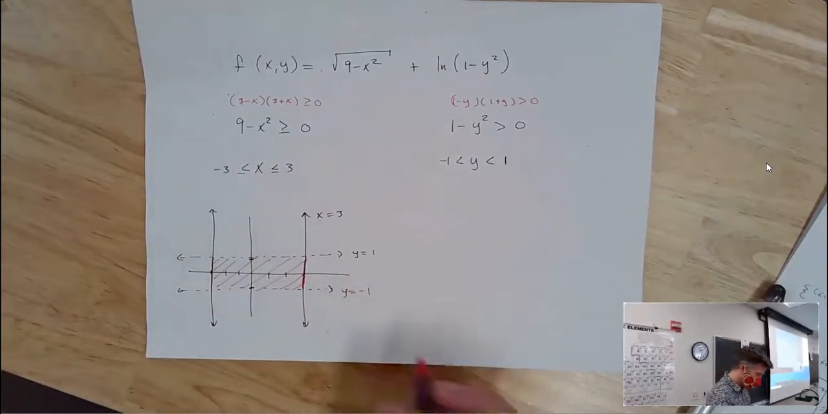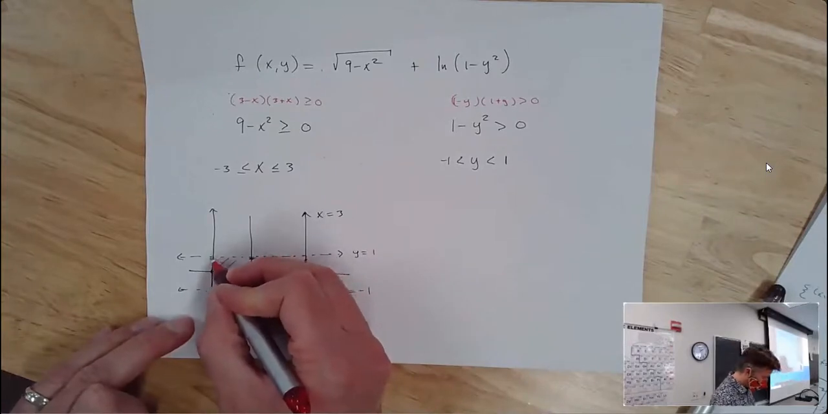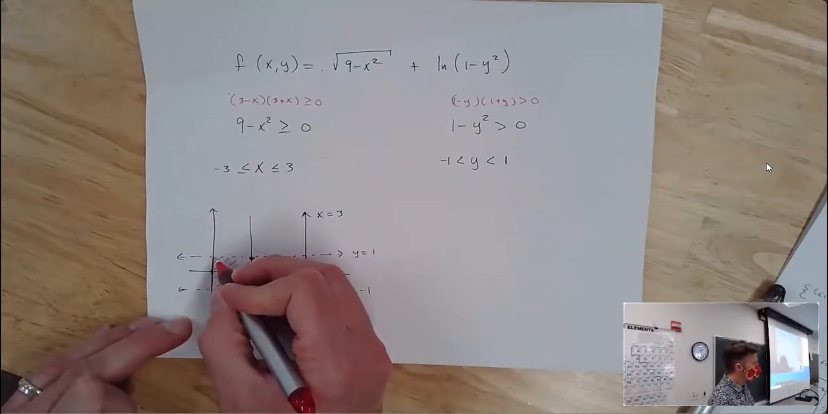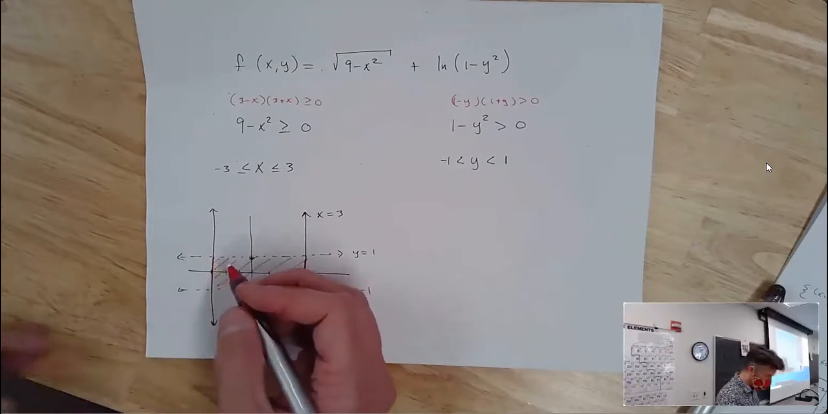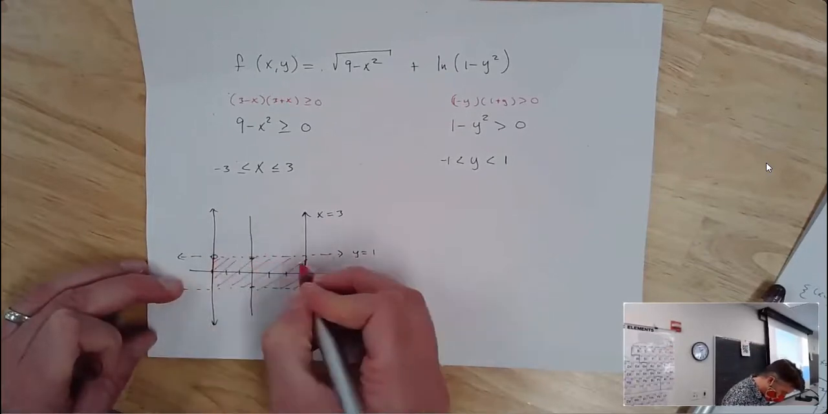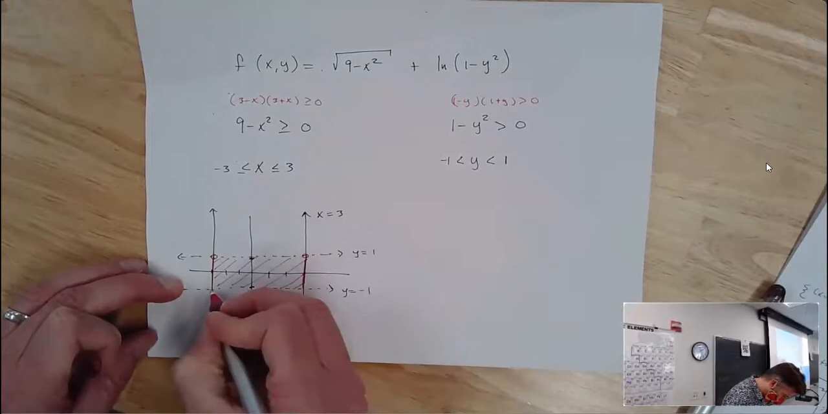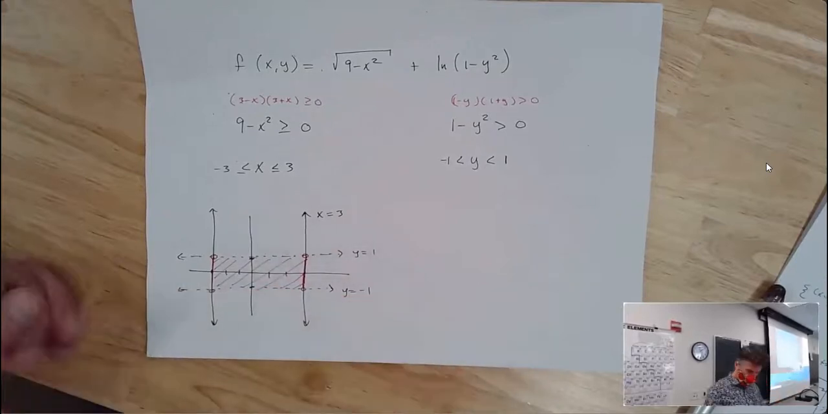Question: is this point where those two things meet included? I think not, right? Because if I had that point, y would be equal to 1, and y can't be equal to 1. So I can't have this point, it can't have that point, it can't have that point, it can't have that point.